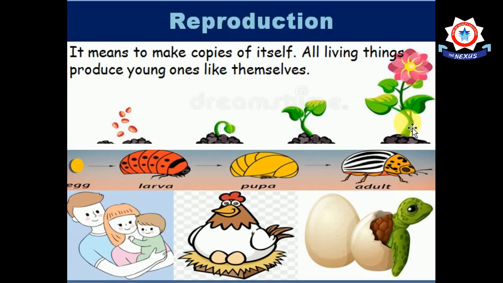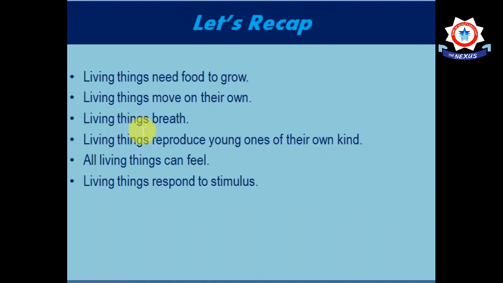Let's recap. Living things need food to grow. Living things move on their own. Living things breathe. Living things reproduce young ones of their own kind. Living things can feel. Living things respond to stimulus.